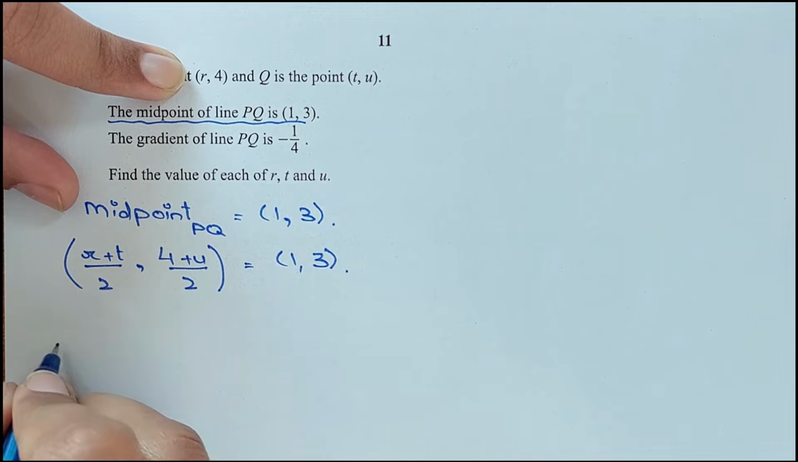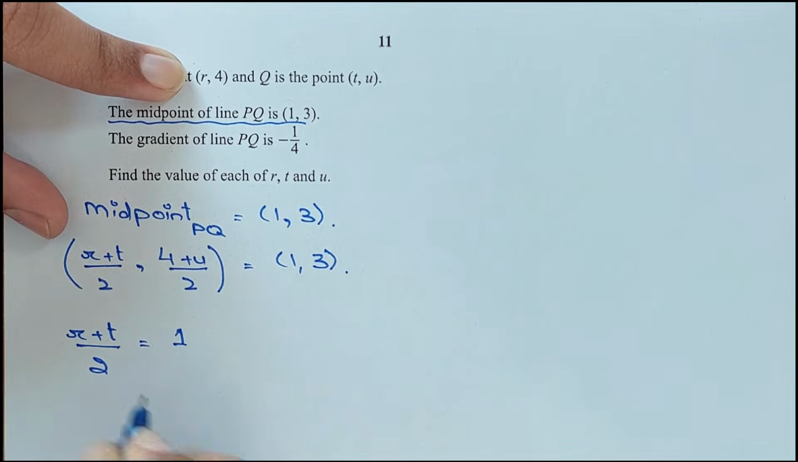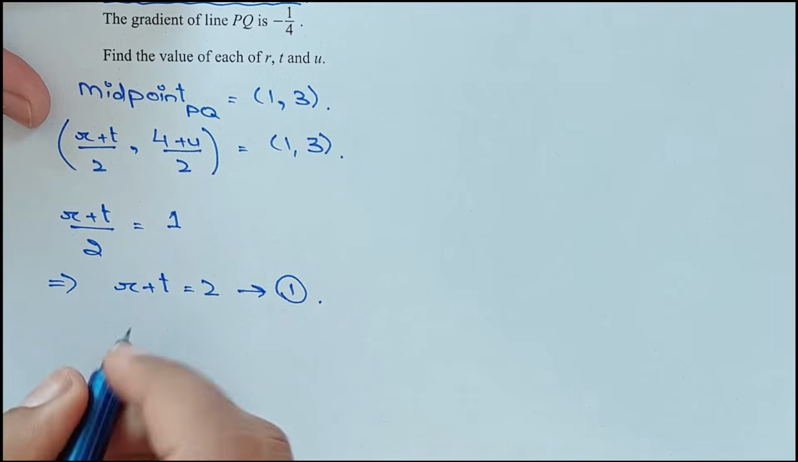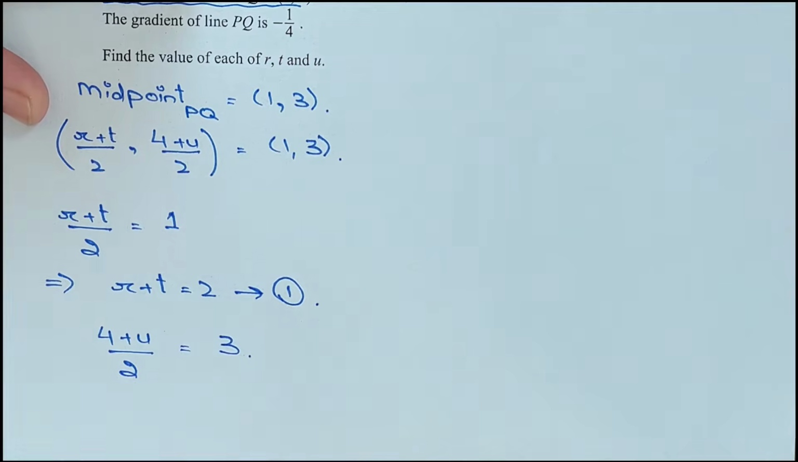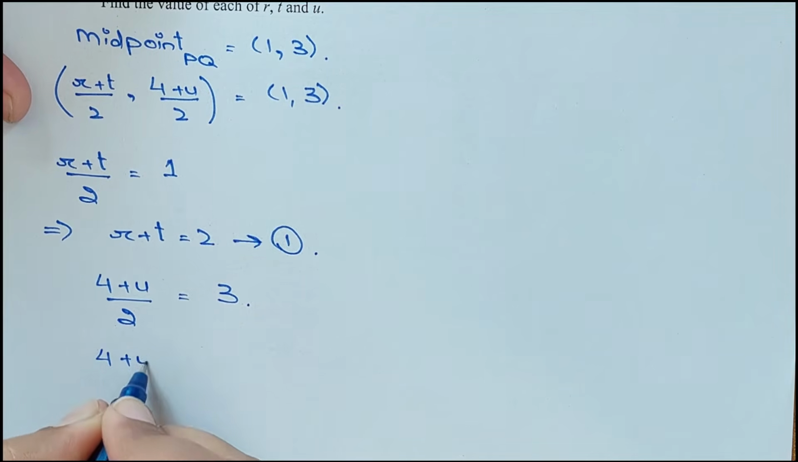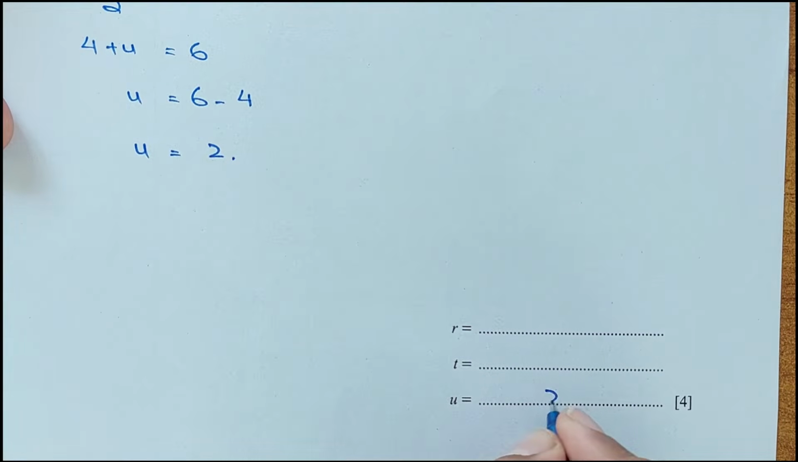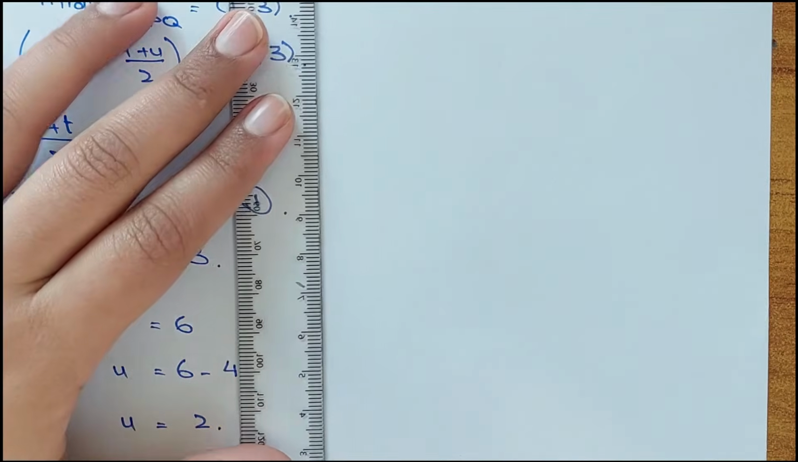Okay, let me make the two equations. We can say (r plus t) divided by 2 equals 1, right? And from here we can say r plus t equals 2. This is my first equation. And by using the second equation, (4 plus u) over 2 equals 3. Cross multiplication, we can say 4 plus u equals 2 times 3, which is 6, and u is 6 minus 4, so the u value is 2. So we got the value for u, which is 2. Let me write this down. u is 2, right?